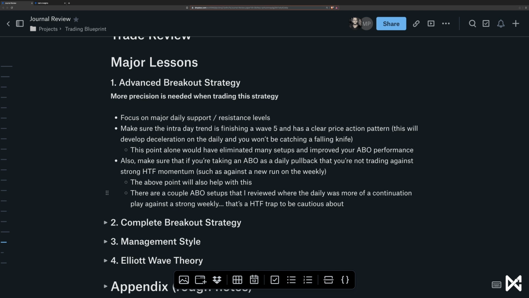And there are a couple of ABO setups that I reviewed where the daily was more of a continuation play against a strong weekly. That's a higher time frame trap. Be cautious about this. So these are 3 really major lessons. Lesson number 1, focus on major daily support and resistance. That is important. You need major support and resistance for an advanced breakout strategy, whether it's a pullback play on a daily chart or a continuation play on a daily chart. You need some sort of major support and resistance: major 50 EMA rejection, major horizontal level, major trend line, right?